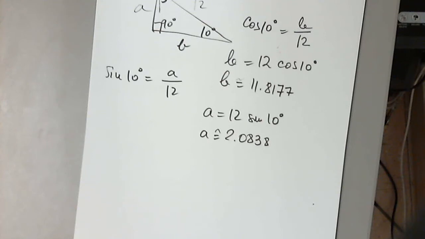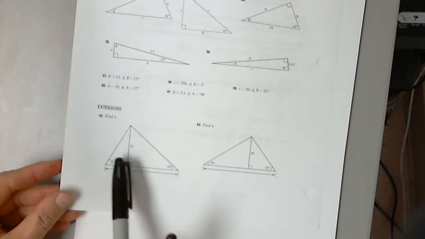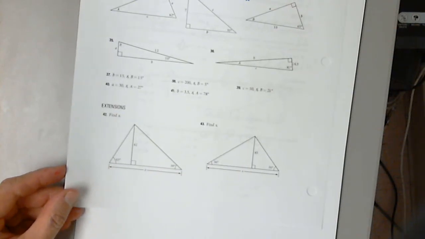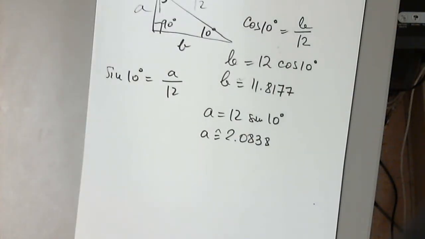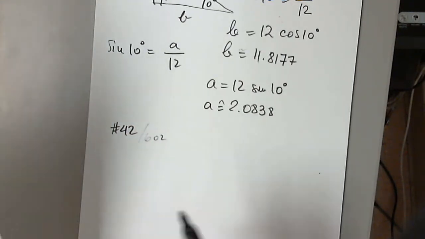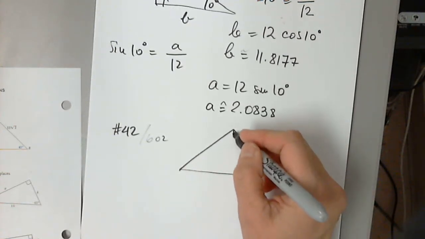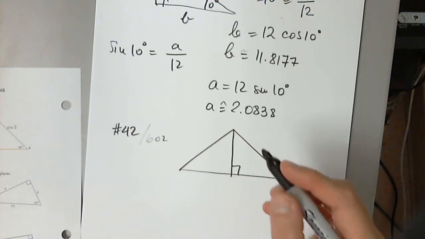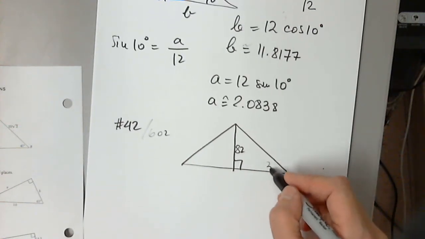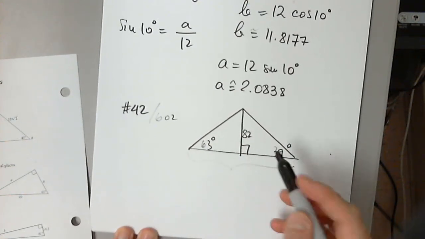Questions? Okay, let's find the length x. Well, let's look at, doesn't matter, 42 or 43? 42 it is. So in 42, same page, 602, we're given this picture. This is 82. This is 39 degrees. This is 63 degrees. And they're asking us to find x.